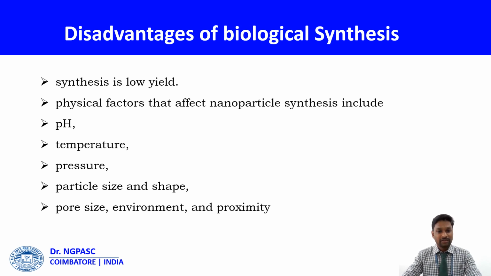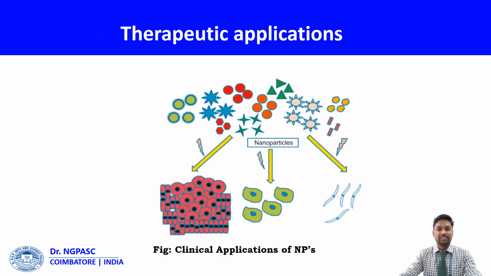And various physical factors that affect nanoparticle synthesis, which include pH, temperature, pressure, and particle size and shape, cannot be predetermined. The determined size of the particles was not able to be produced at the mentioned quantity, and the pore size of the nanoparticles also cannot be optimized or determined. And then environment and proximity, all these factors affect the synthesis of biological nanoparticles.